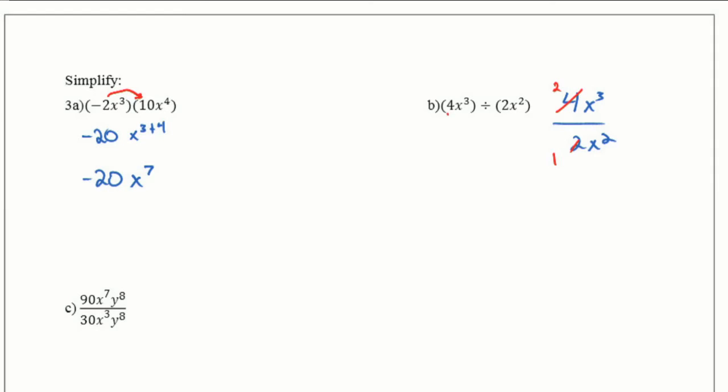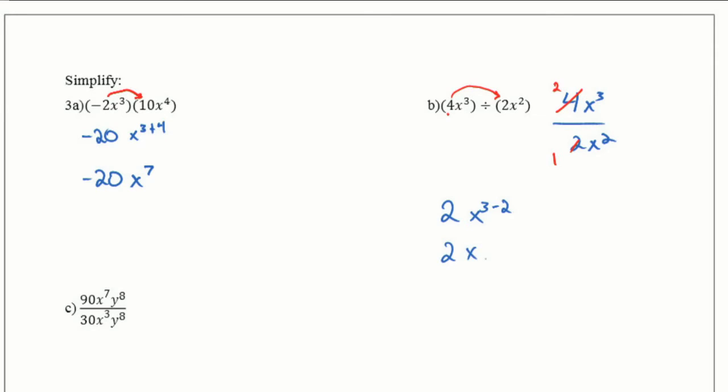Same thing goes here. If I go 4 divided by 2, I end up with 2, but that's kind of why, and I like writing it vertically better. So I have 2, and then my exponents, I have x. Because I'm dividing, I'm going to subtract the exponent on the top, which is the 3, and then I'm going to take away the exponent on the bottom.